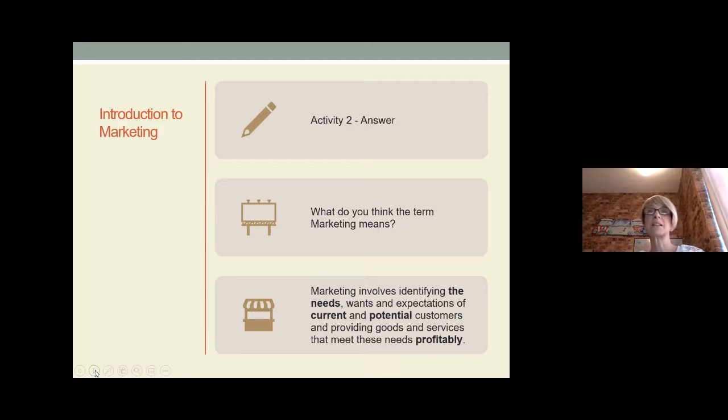So marketing involves identifying the needs, the wants, the expectations of current and potential customers and providing goods and services that meet these needs in a profitable way for a business.